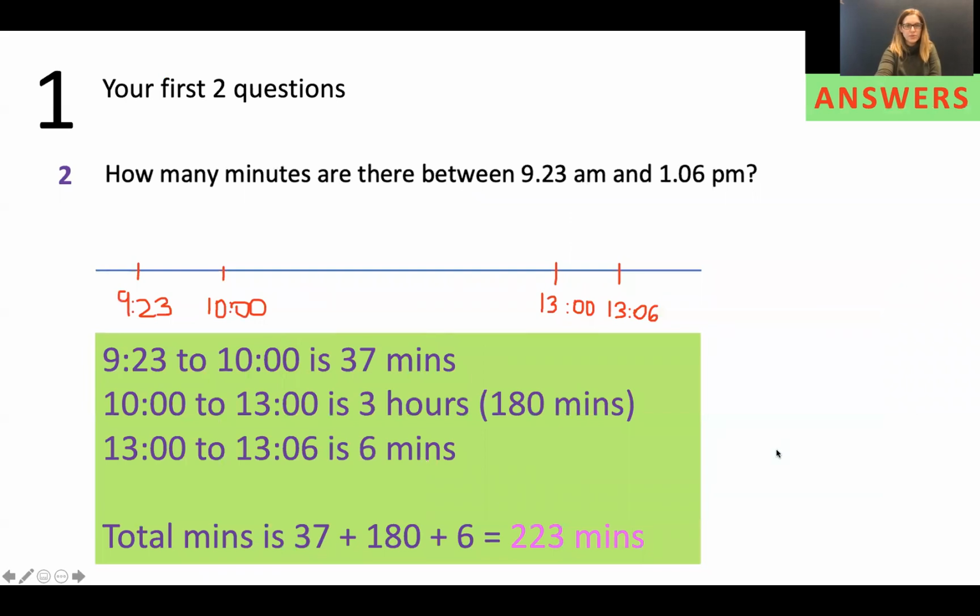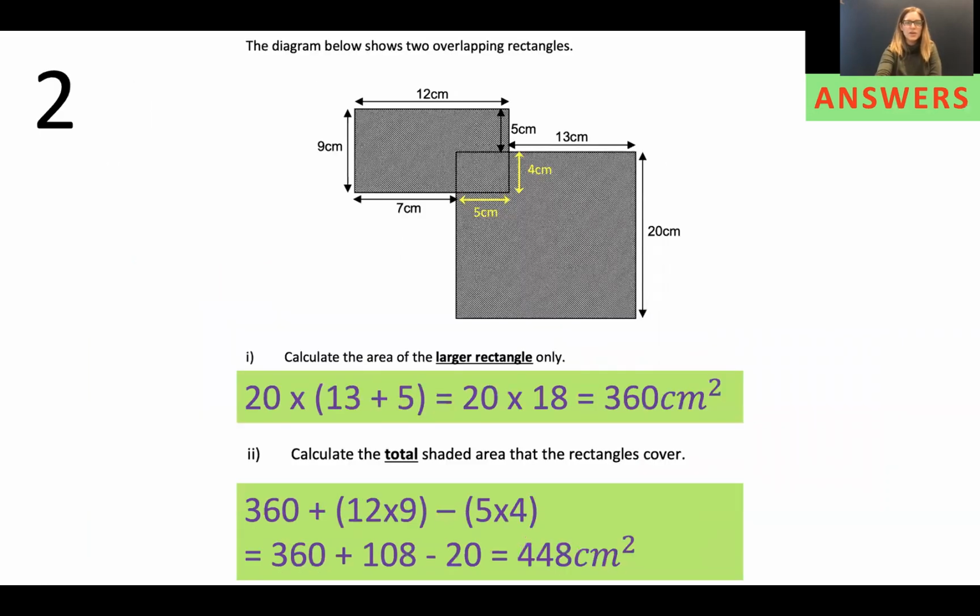Second part of that first question. Okay, so I've drawn a number line to help you. So to get from 9:23 to 1:06, 9:23 to 10 is 37 minutes. And then from 10 o'clock all the way to 1 o'clock is 3 hours, or 180 minutes. And then from 1 to 1:06 is our final 6 minutes. Okay, so I've got 37, 180, and 6. Add them together, 223 minutes.